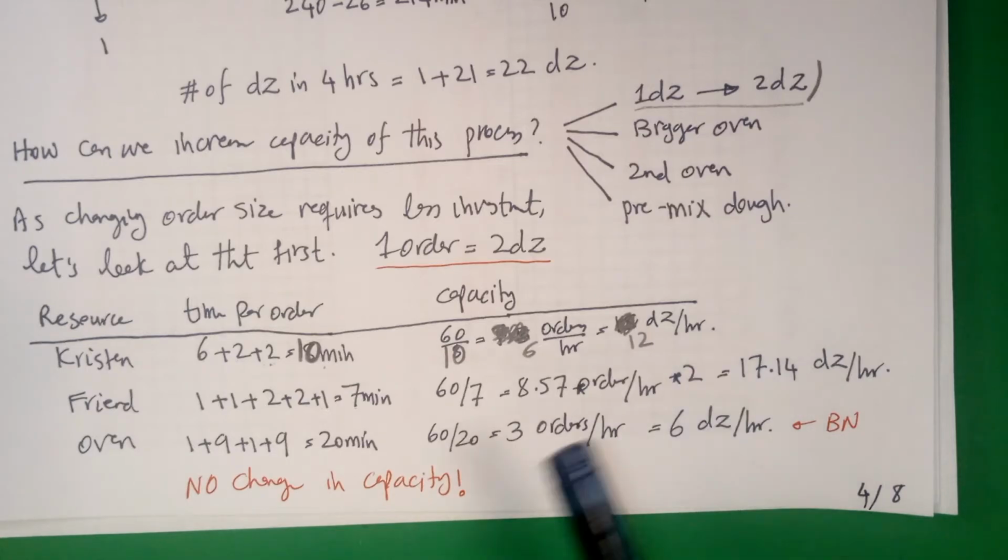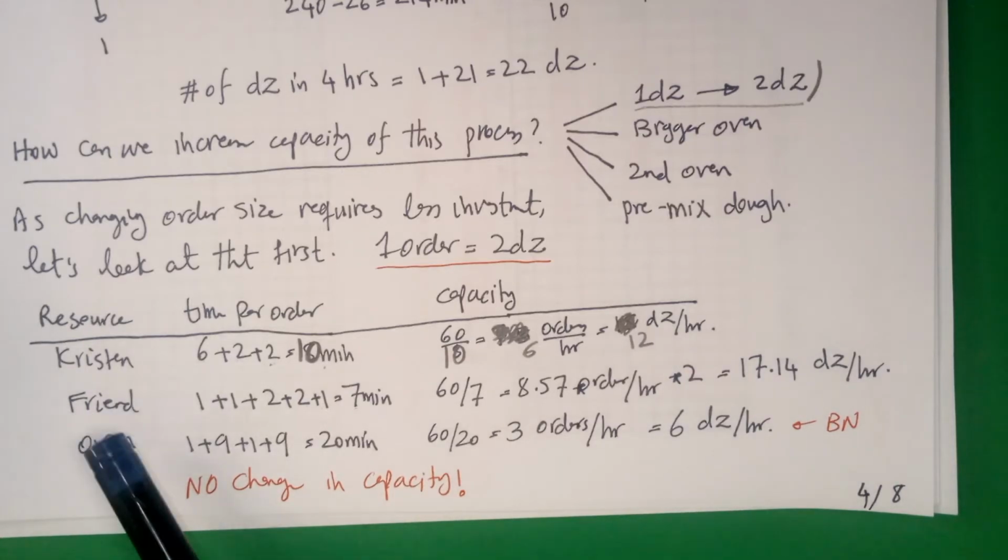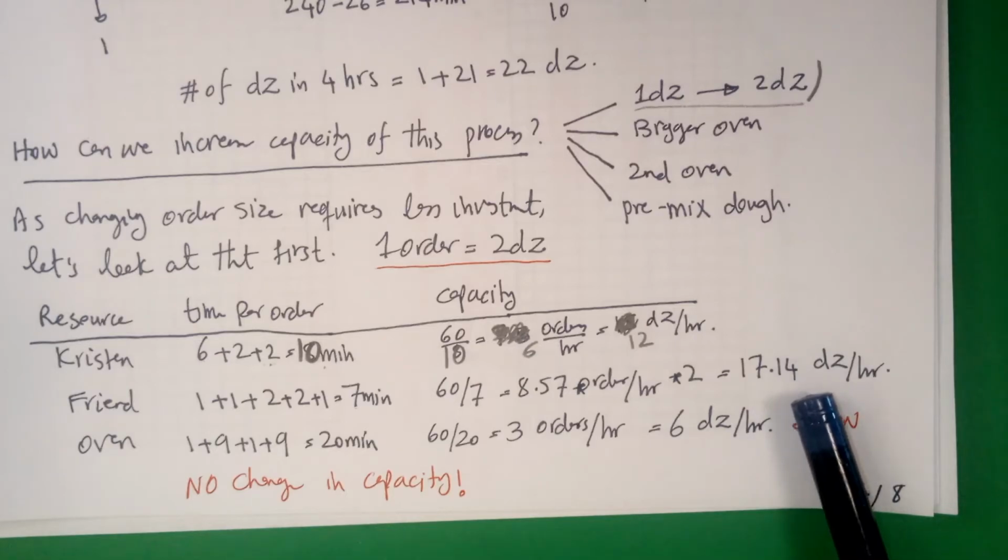It's the same story with friend. That's going to change my capacity to 17.14. But for the oven, for every order, I'm going to spend 20 minutes. And that is going to bring my capacity to 3 orders per hour, which is equal to 6 dozens per hour. Still, my bottleneck is the oven. Still, capacity of the bottleneck didn't change. As a result, your process capacity is not going to change.